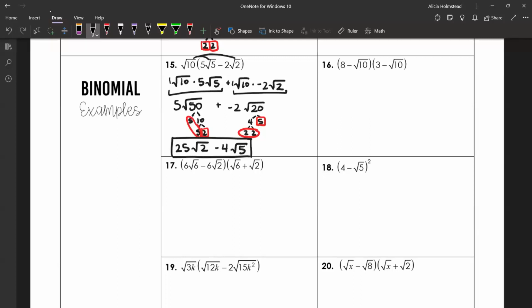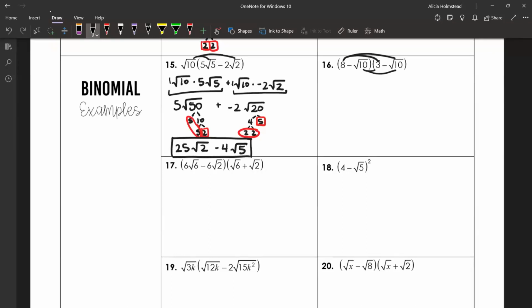Alright, number 15. Now this gets a little more crazy. To multiply these together, you have to do something that we sometimes call foiling, which we're also going to talk about more in depth later. But maybe one way to think about this is the first number has to be multiplied by both things in the second parentheses, and the second number has to be multiplied by everything in the second parentheses. So let's just go ahead and do those one at a time.